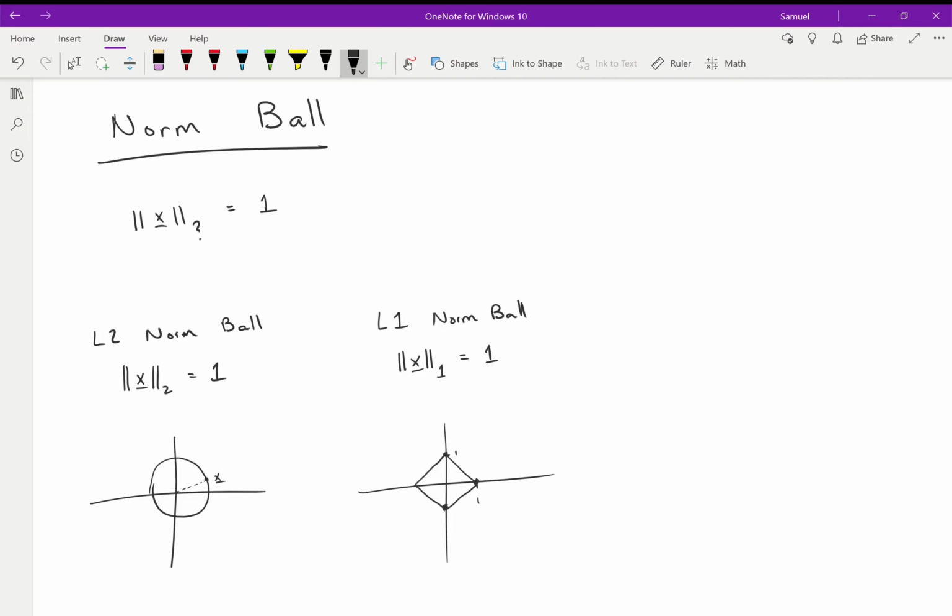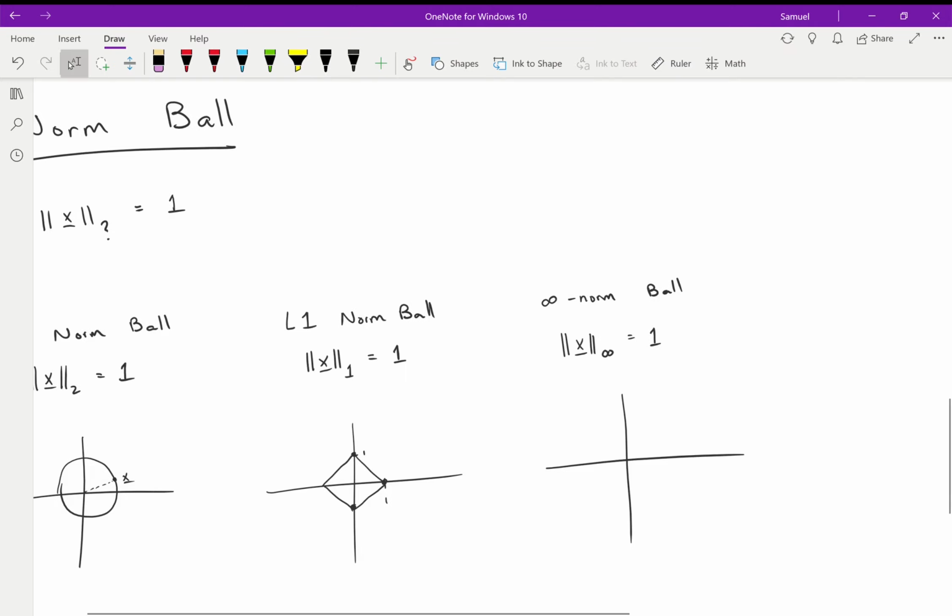And then, if we're going to talk about an infinity norm ball, where we are restricting the infinity norm of this vector to be 1, this one is going to be a square, where this value right here is 1, this value right here is 1 as well. And so that would change how you're optimizing, because in the same way you're going to get pushed to these corners, which is going to create a different result in your optimization.